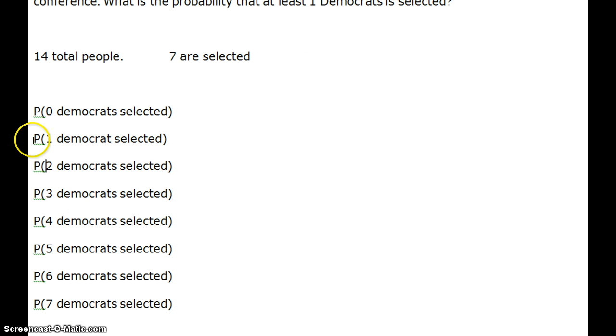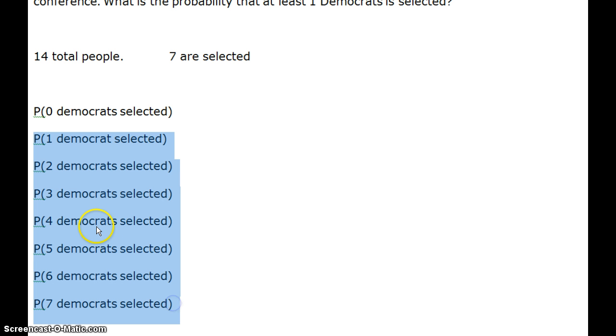So the long way, at least 1 would be any of these options. This is at least 1 Democrat. So the long way is to figure out all 7 of these separately, and you'd have to add them together. The short way is to figure out the only other option and then do 1 minus the probability of this option, and it will equal all this highlighted stuff. Because all of these together, including the 0, add up to 1.